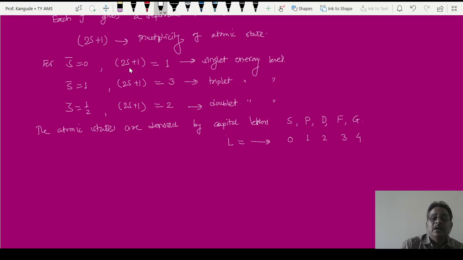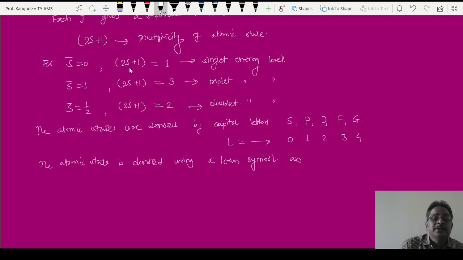And then remember, there is one more scheme. Now how to denote the atomic state? The atomic state is denoted using a term symbol. Let's see how this term symbol is given.